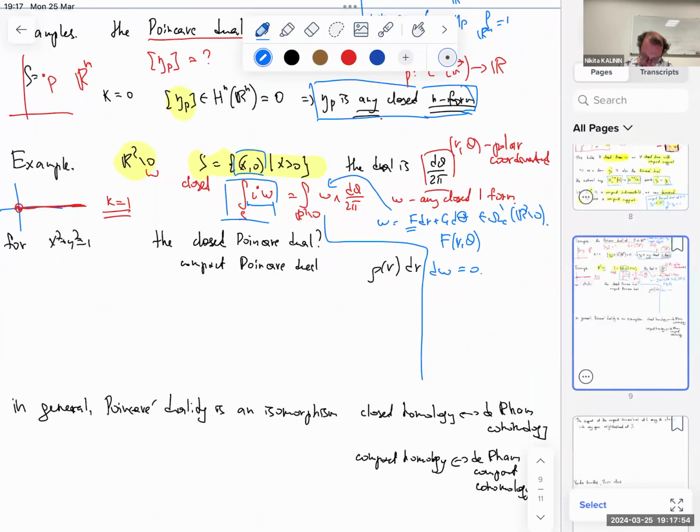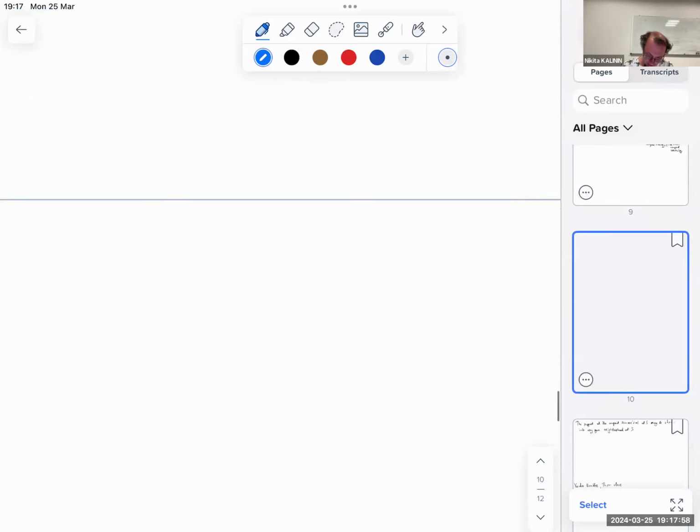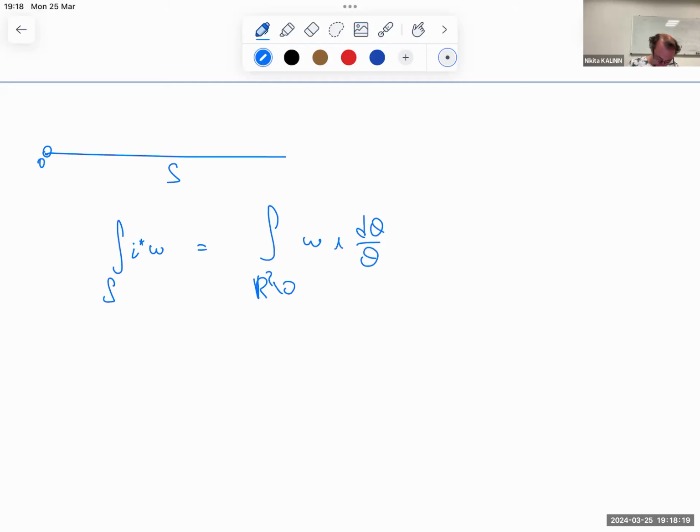Maybe let's create a new sheet, because there's not much space. Okay, so again, this is 0, this is S. We want to show the integral over S of i upper star omega equals the integral over R2 without 0 of omega wedge d theta over 2 pi.